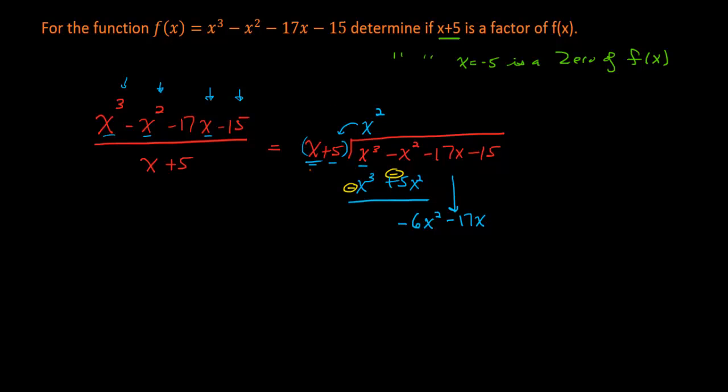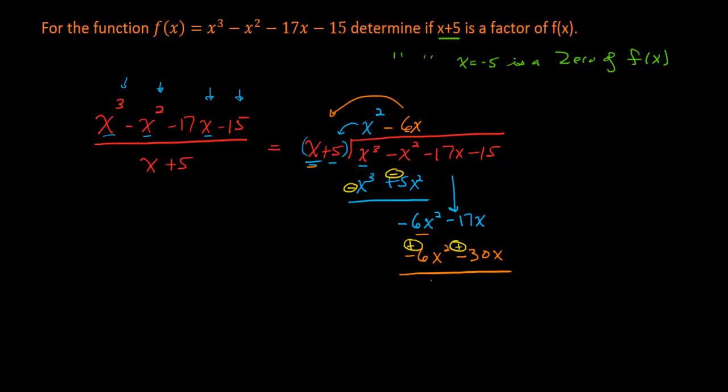Starting from the beginning, another iteration. What times x gives you negative 6x squared? It's negative 6x. Multiplying this through, we have negative 6x squared, and then minus 30x. So we have negative 6x squared minus 30x. Changing signs, this becomes a positive 6x squared, and this becomes a positive 30x. Now we're going to combine. Let's choose a different color here, a light blue.